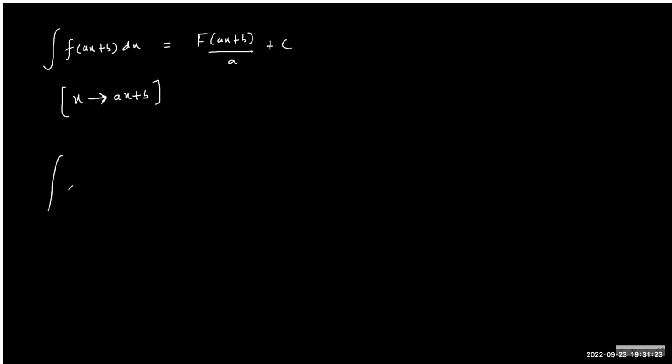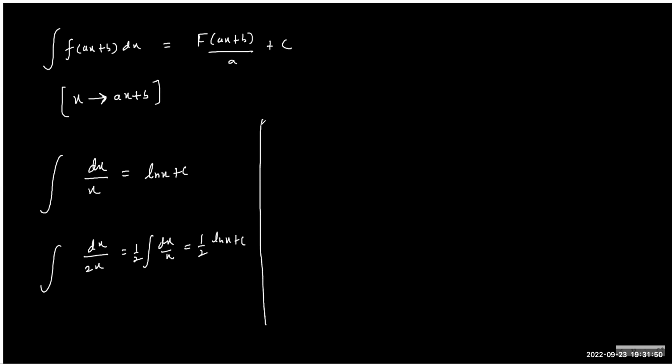So if I ask you what is the integral of dx by x, what is the answer? ln x plus c. If I write dx by 2x, this is a simple question. 1 by 2 we can take as a factor outside, and again the answer is 1 by 2 ln x. But if I ask you, it is still dx by x because everything else is constant. So what can you guess the answer is?